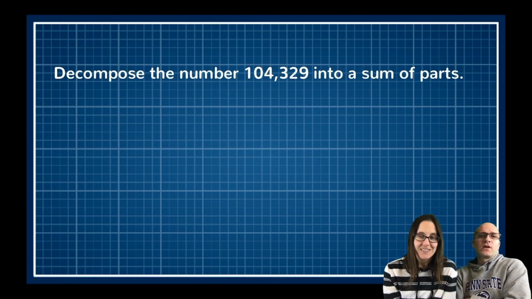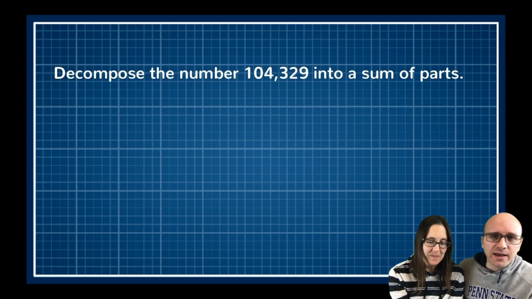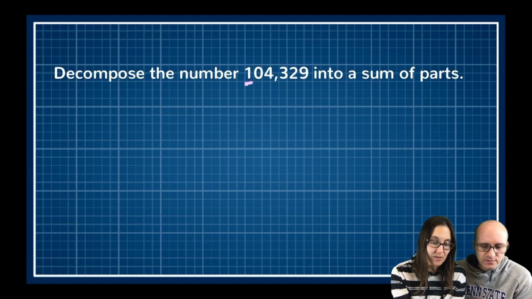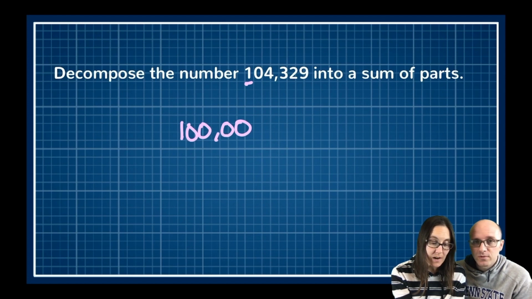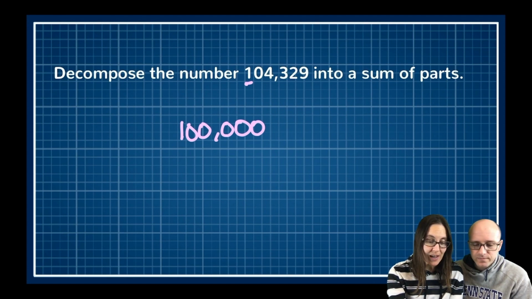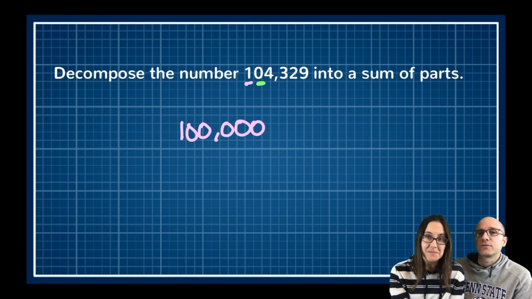All right. So we have 104,329. And I want to decompose it. So start with the 100,000. That's just telling us that there is one of the 100,000s. Good. And next we have a 0 here. That means that there are not any 10,000s. Correct. So I'm just not going to write anything. Or do you want me to write 0? No, I like it. Skip right over it.